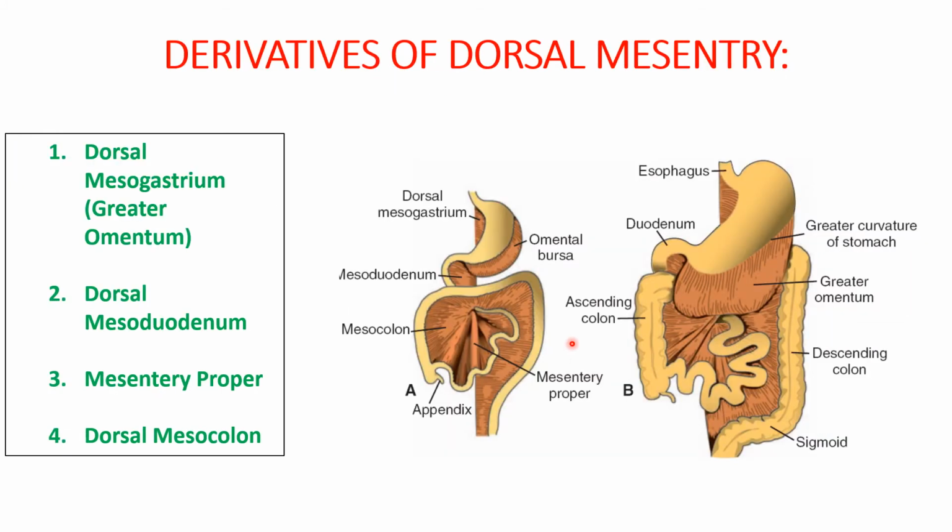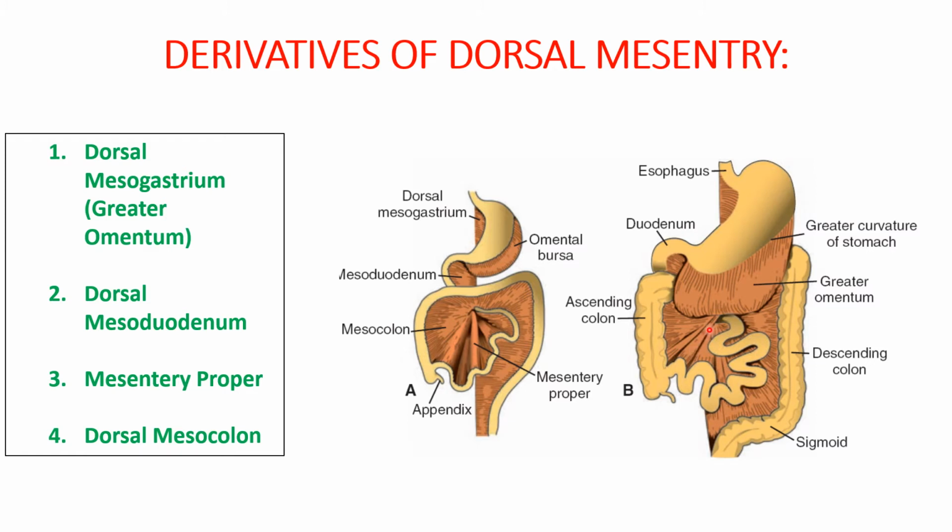Now these pictures show the derivatives of the dorsal mesentery. The dorsal mesogastrium, that is the dorsal mesentery of the stomach, develops into the greater omentum. This portion is the dorsal mesoduodenum. The mesentery proper, or the mesentery, is the mesentery of the jejunum and ileum. Now what we can appreciate is the entire colon is suspended through the dorsal mesocolon. Over here also we can see the entire colon is suspended through the dorsal mesocolon.